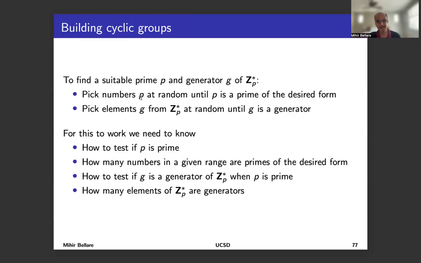No, because the other thing is, what if I keep picking at random and I just keep testing and I never find a prime because there are just not enough primes out there? So I need to know how many numbers in a given range are primes, because that'll tell me the probability of success in a trial and hence how long it'll take to actually terminate. And we have analogous questions for the generators. We have to know how to test something as a generator and how many generators there are.